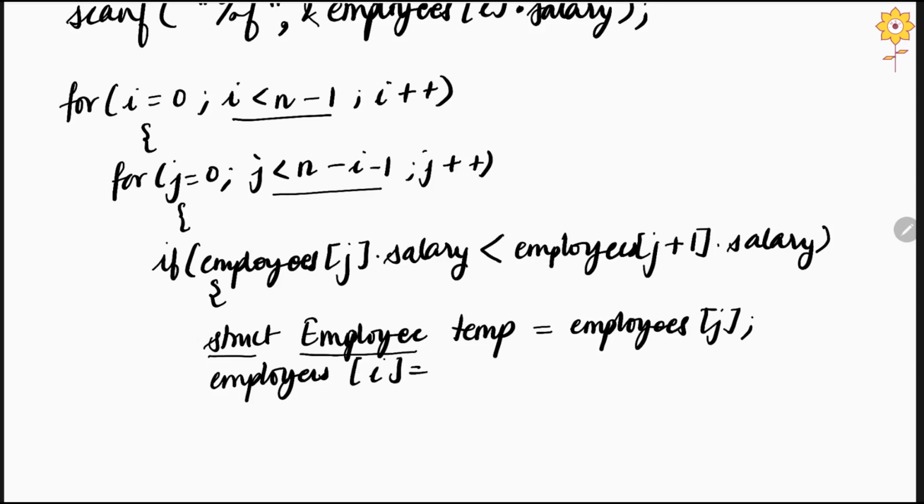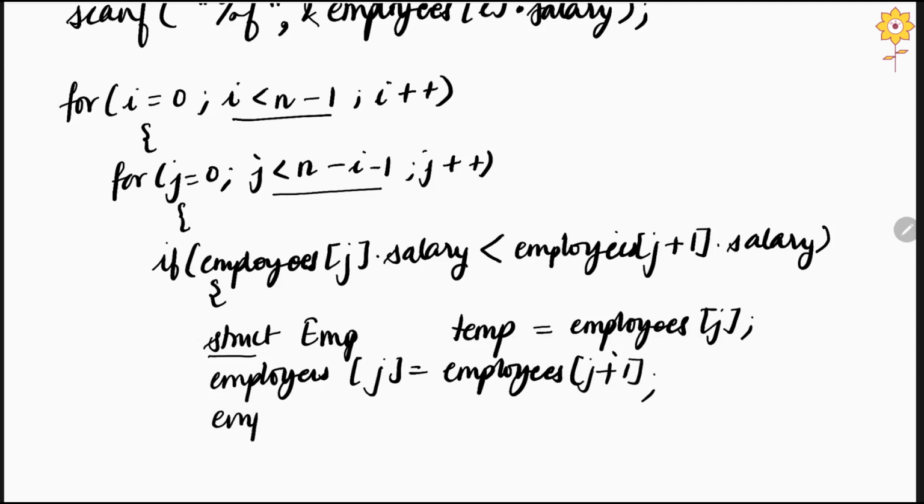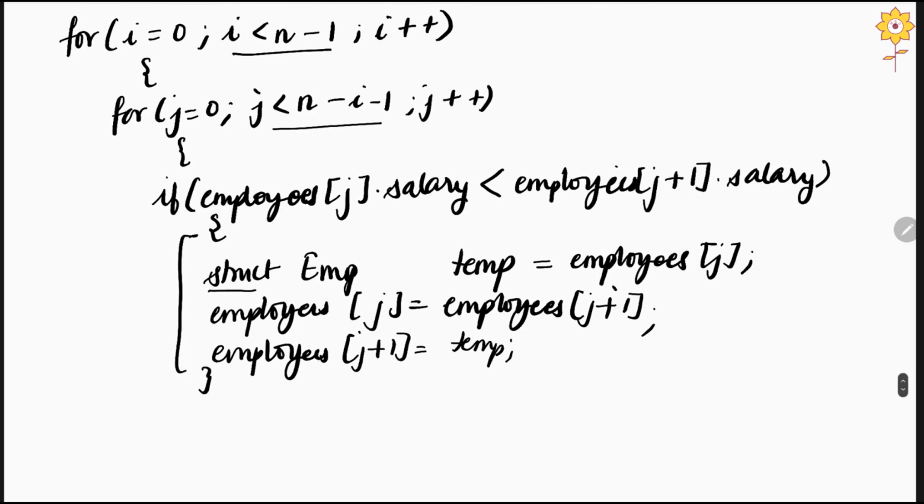I will now get the value whichever is placed at j. This is also j plus 1, and here j plus 1 will get whatever is in temp, correct. So, this is the closing curly brace of your if statement, this is the closing curly brace of your inner for, and this is the closing curly brace of your outer for.